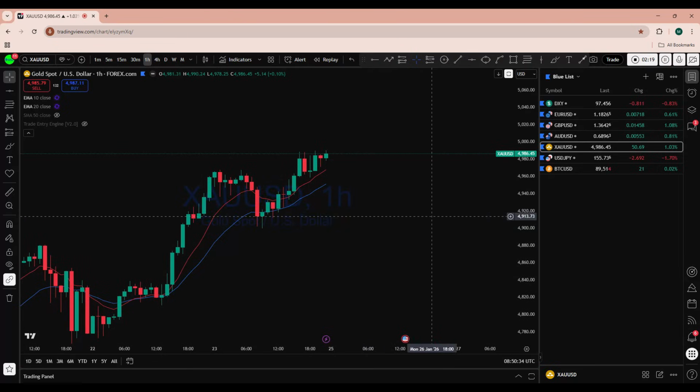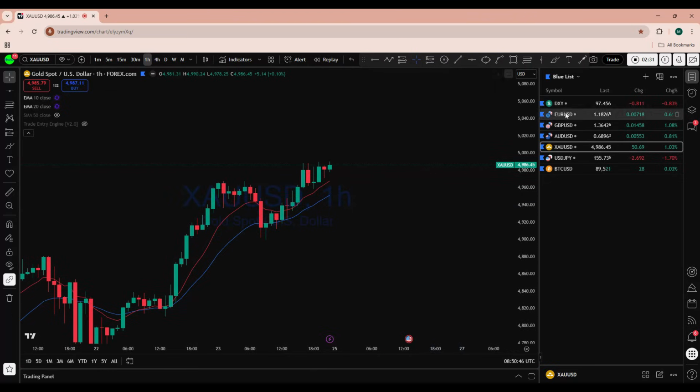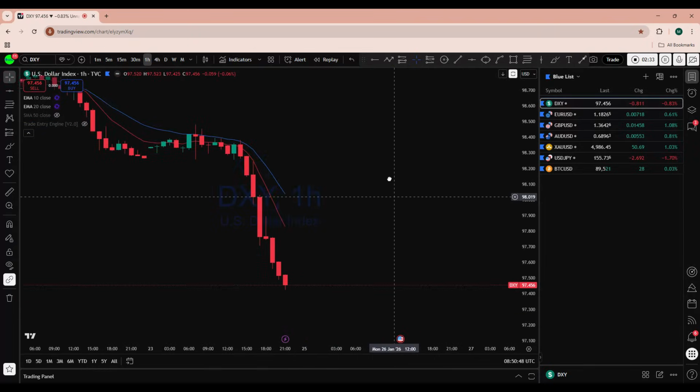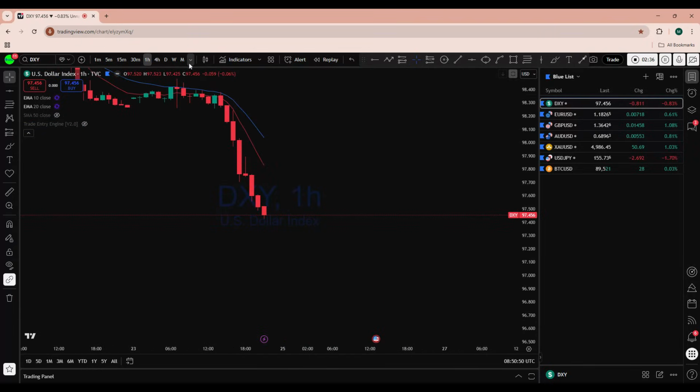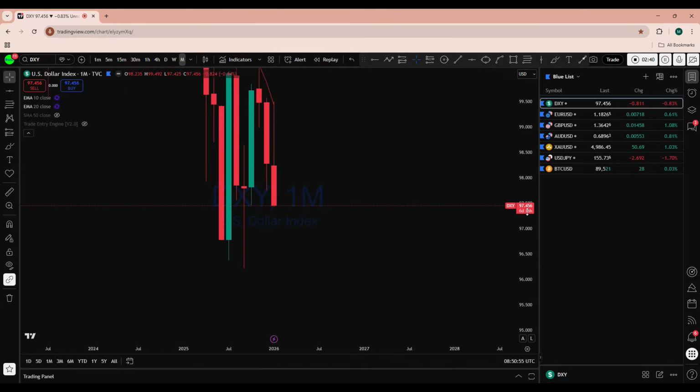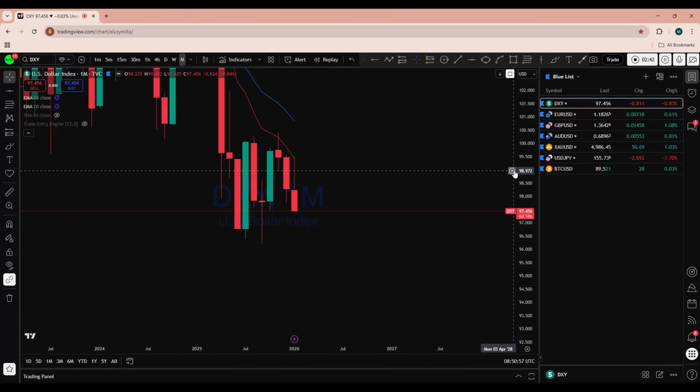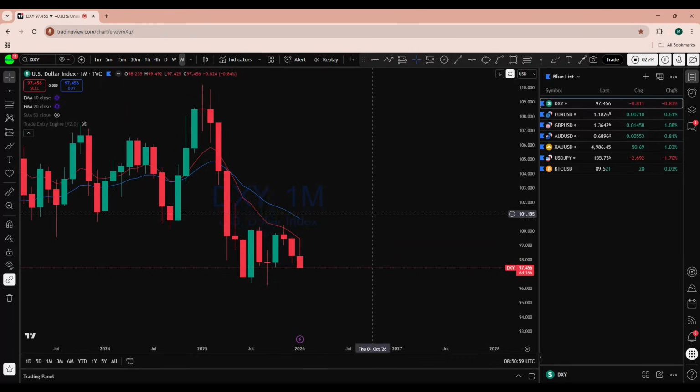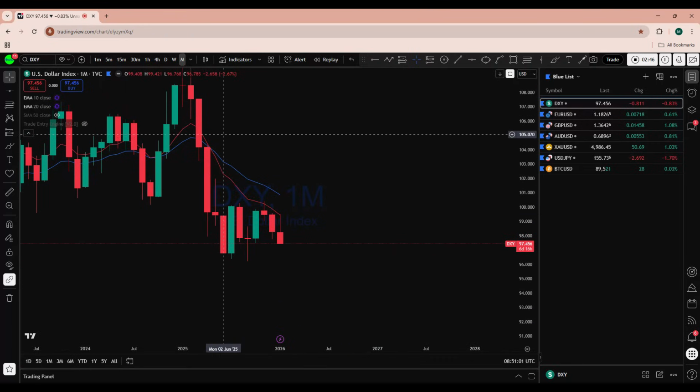So that being said, let's begin with DXY first of all, starting with the higher time frame. Okay, so beginning with the bigger picture, looking at the monthly chart to see the overall direction in this market. Now, on the monthly price action, you can see DXY is a long-term bear market.